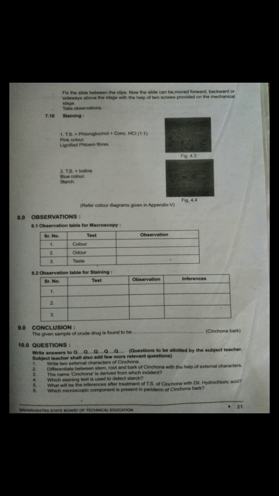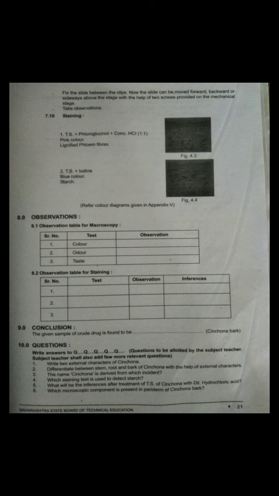Then staining. First, TS with phloroglucinol and concentrated HCl gives a pink color, showing lignified phloem fibers present in the TS. Then TS with iodine shows a blue color, indicating starch. Okay, these are the staining procedures.